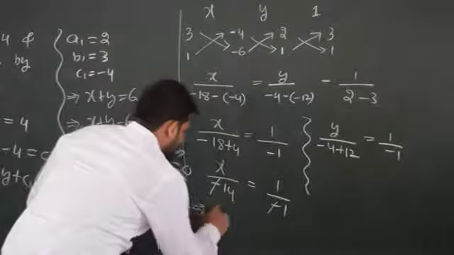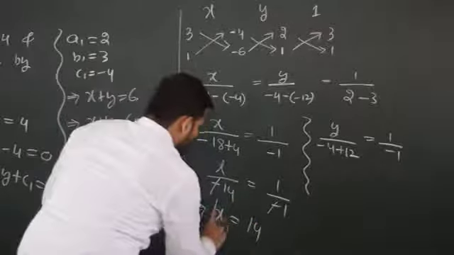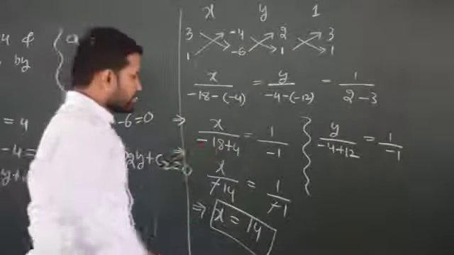Okay, then I am going to have x is equal to, I am going to send this 14. That's it, only one remains there. So x is equal to 14. I got x equal to 14. You can have a look at this and you can calculate also, no problem.